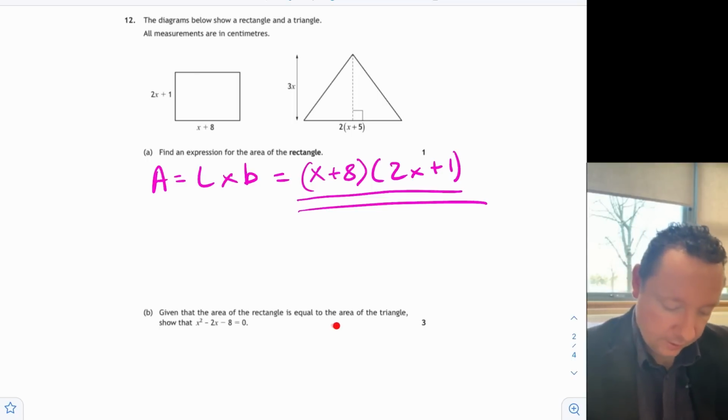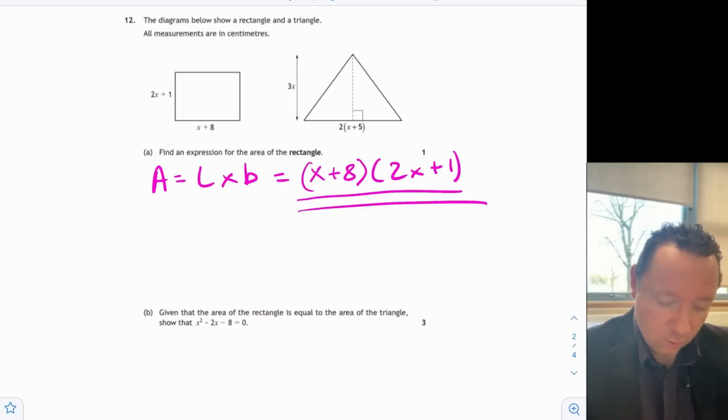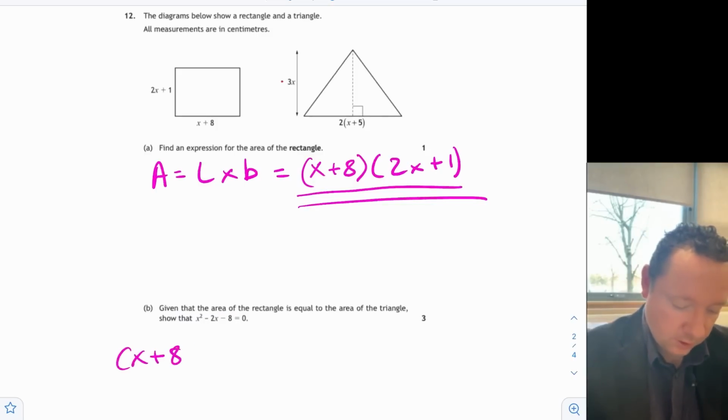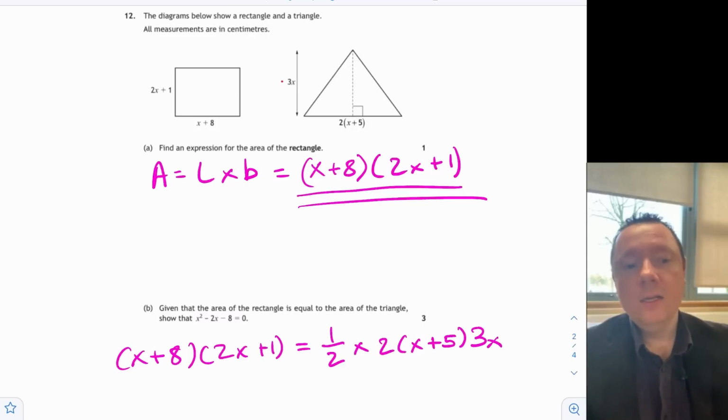Part B, given that the area of the rectangle equals the area of the triangle, show that this. Now, we'll try to get there, but we don't know how to get there yet. But it does say area of rectangle equals area of triangle. So we know the area of the rectangle is (x plus 8)(2x plus 1). And that equals the area of the triangle, where a triangle is a half times the base, 2x plus 5, times the height, 3x. So we can write them equal to each other.